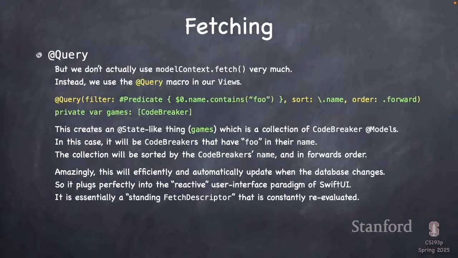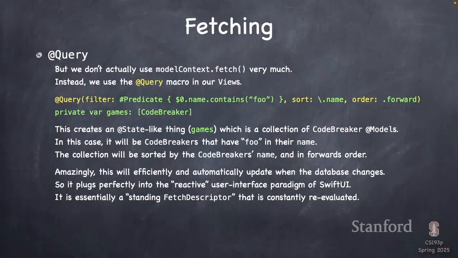And it also has an order, forward order or backwards order. So that array is going to be in that sort order. It's going to match that predicate, and it's always going to be in that state. It's very efficient and quite a simple and amazing way to do it. And you can see with this, why would we ever do modelContext fetch? Well, I'll show you in the demo why we might do it, but it's pretty rare to do it.